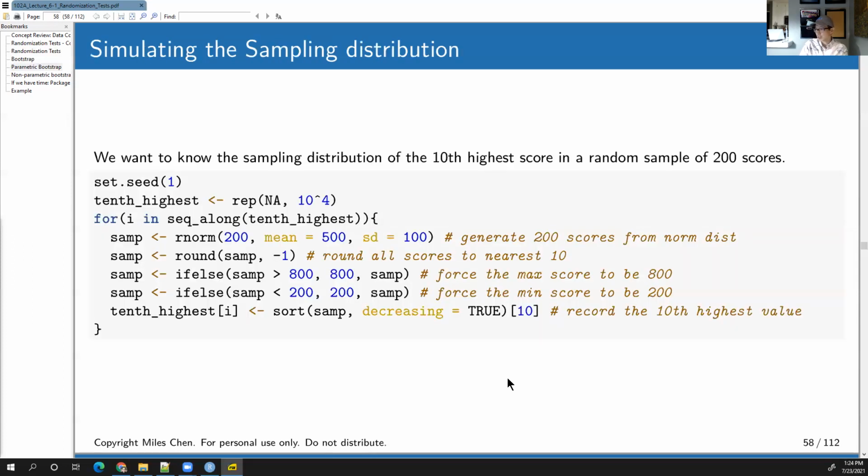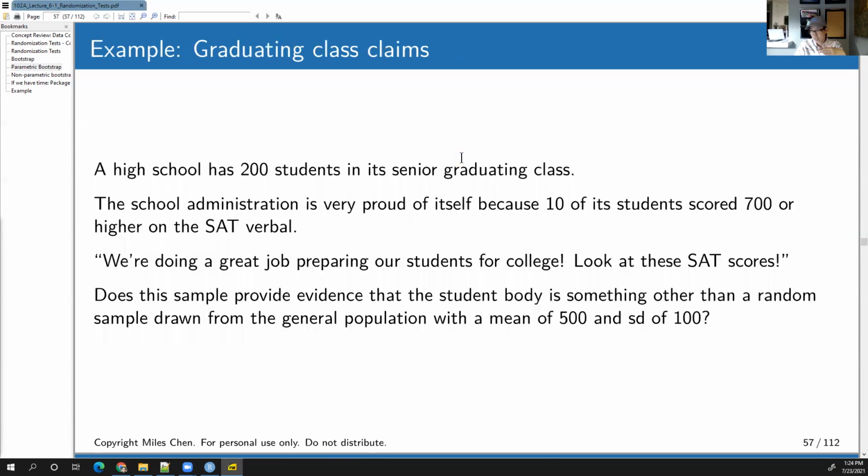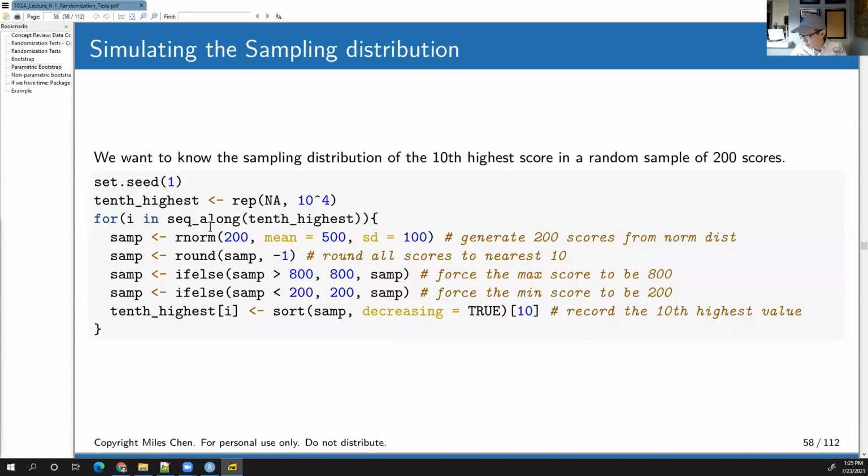What we have to do now is take a random sample of 200 scores, and get the 10th highest score. We're going to ask, if you have a random class of 200 and you take the 10th highest score, what's the probability that that 10th highest score is over 700? That's how we're going to try to answer this question. If we do have a random sample of 200 students, and we look at the 10th highest score, and that's over 700, what are we going to do? Again, we do the same thing.